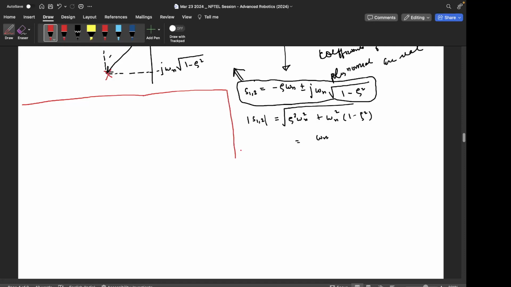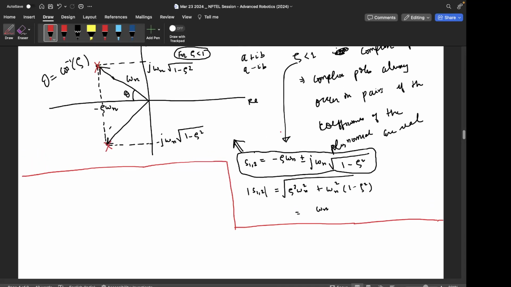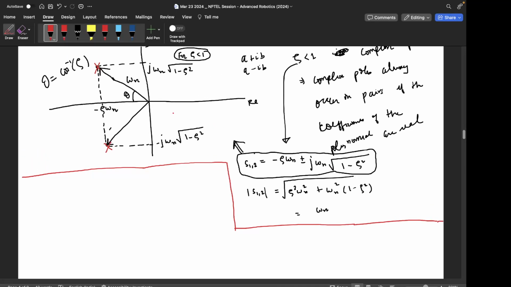Could you please repeat? Why did you conclude that it is stable? I mean, xi is negative over here. In general xi is positive, but there's a negative sign. I will discuss this, I'm going to discuss the stability criteria.